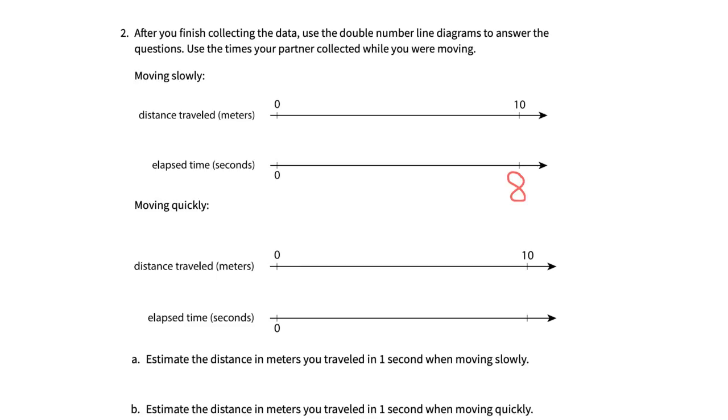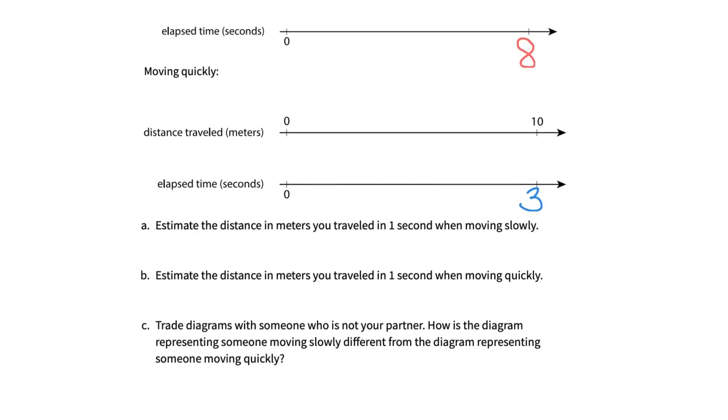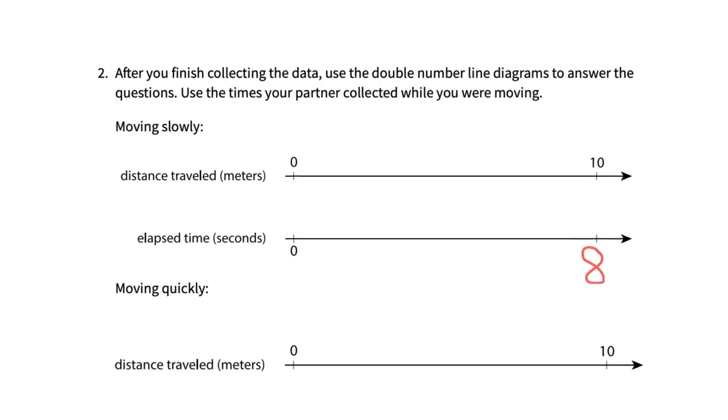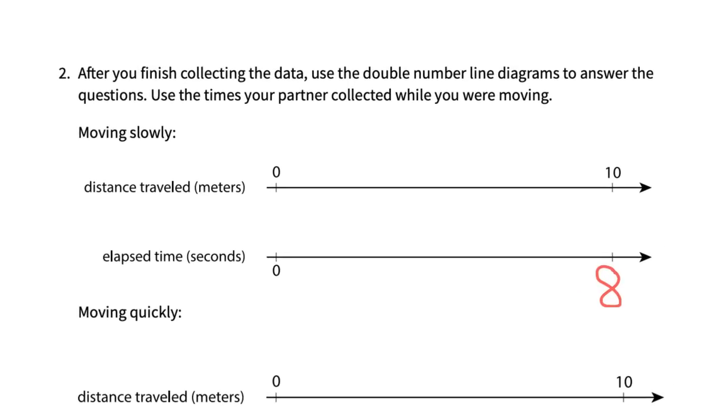And then let's say the next one down here, moving quickly. Let's say you ran really quickly and you did it in 3 seconds. So I'll put 3. So you went 10 meters in 3 seconds. Now it says estimate the distance you traveled in 1 second when going slowly, and do the same thing for when moving quickly. So basically what we need to do is take our double number line, and do math to figure out 1 second, all right?